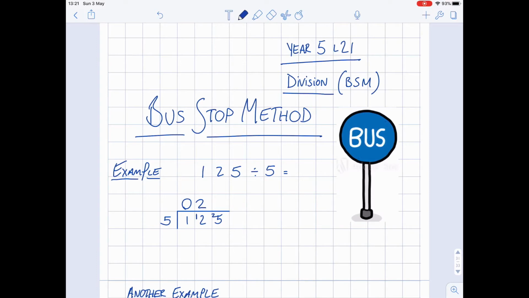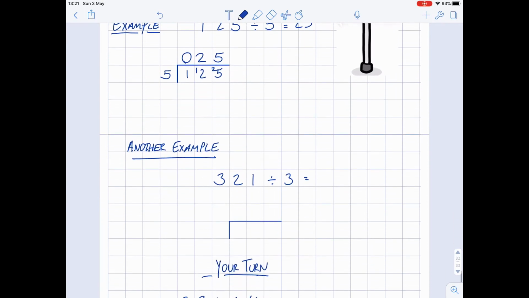How many 5s are there in 25? The answer is 5. So that's my answer. All right, it was a little bit wordy. Apologies for that. We'll go over one more. So I've got 321 divided by 3. So again, my number goes inside my bus stop. And what I'm dividing by goes on the outside.